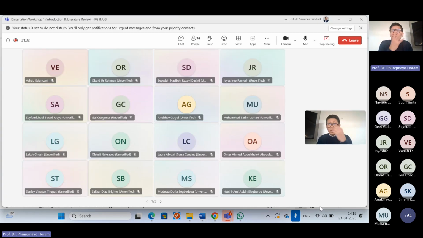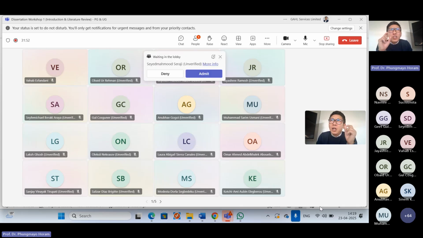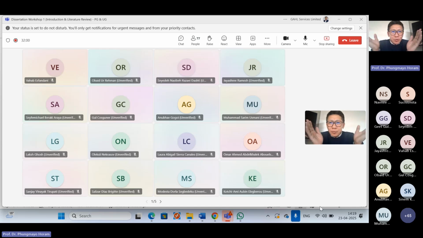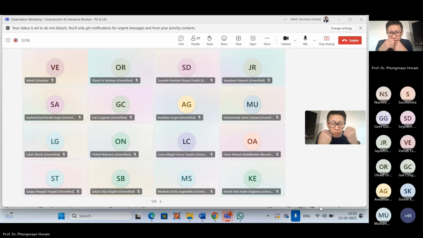Now, the question many students have, or the confusion many students have when doing a dissertation for the first time, or even if you have experience doing a dissertation or writing a thesis, is: what topic should I choose? Or what should be the title of the topic? Sometimes the title is too long, sometimes the title is too short. So how should I design my title, or what kind of topic should I choose? Right?